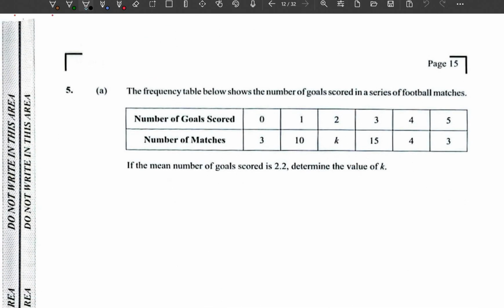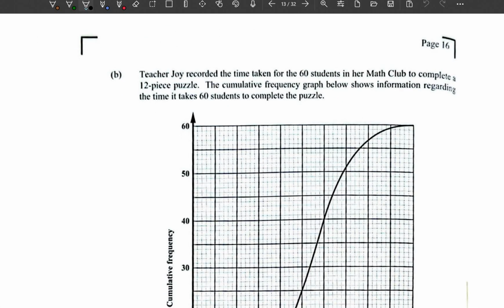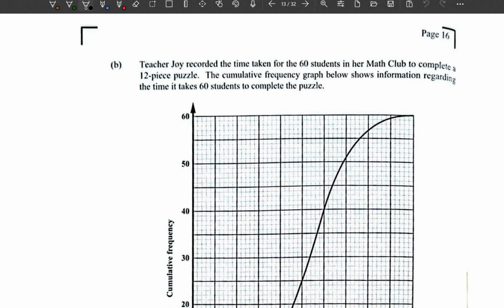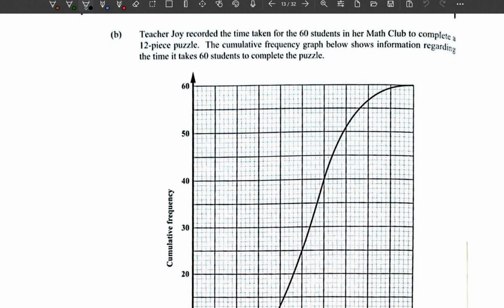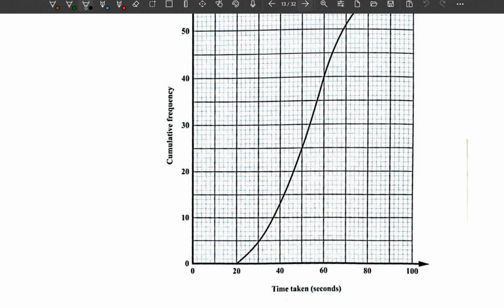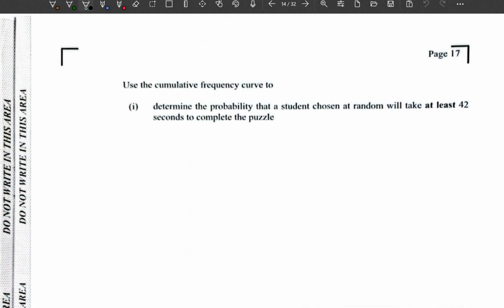Moving right along, we see Teacher Joy recorded the time taken for 60 students in her math club to complete a 12-piece puzzle. We have a cumulative frequency graph to show the information regarding the time it takes the 60 students to complete the puzzle. Part 1 wants us to use the curve to determine the probability that a student chosen at random will take at least 42 seconds to complete the puzzle.